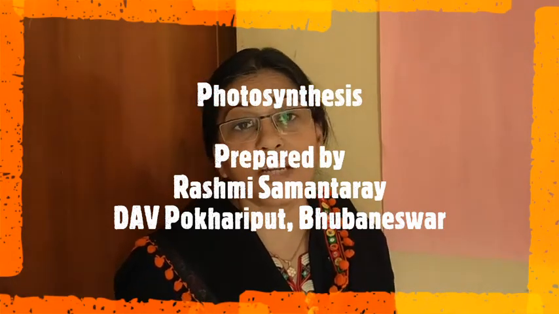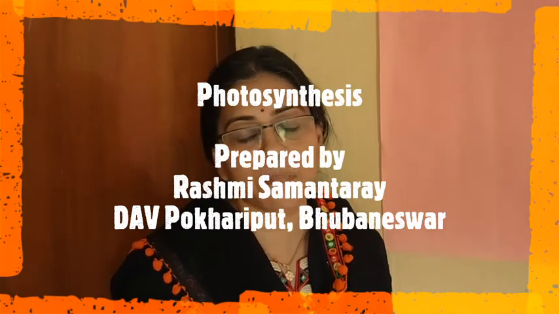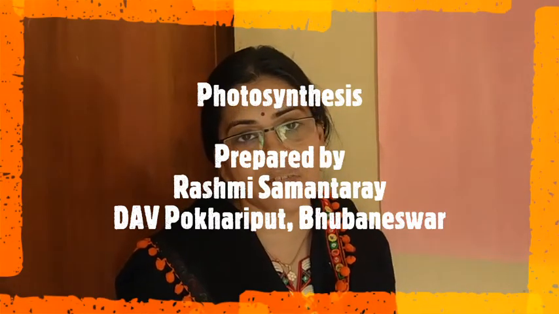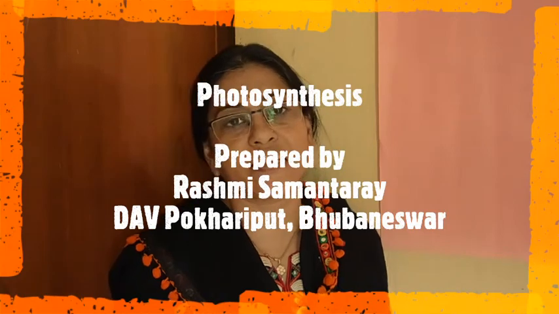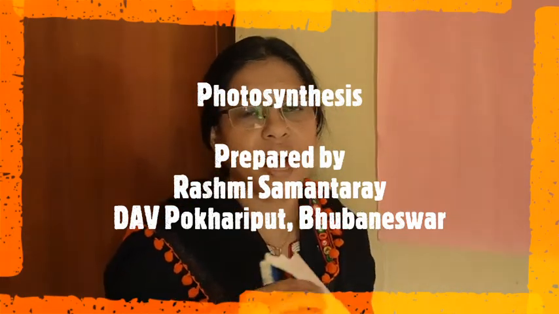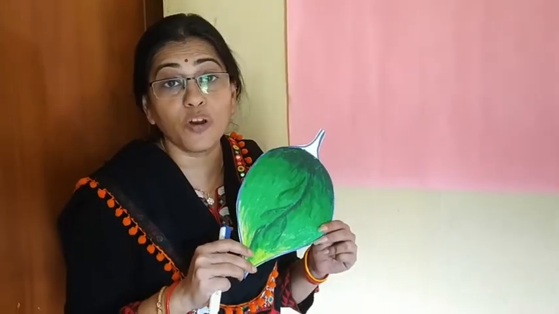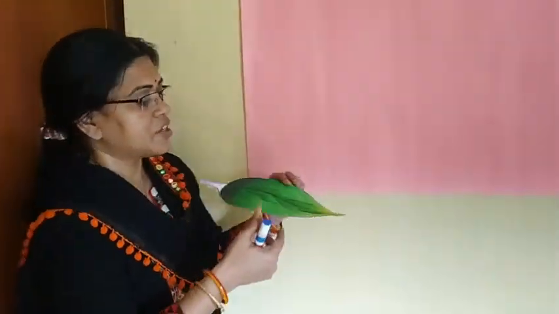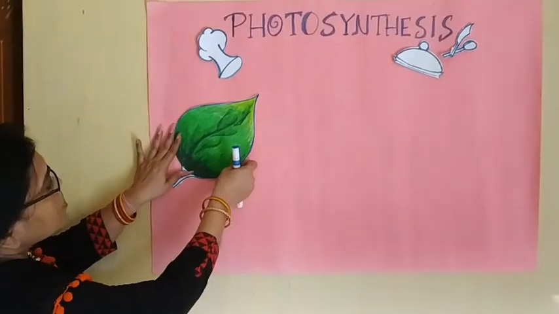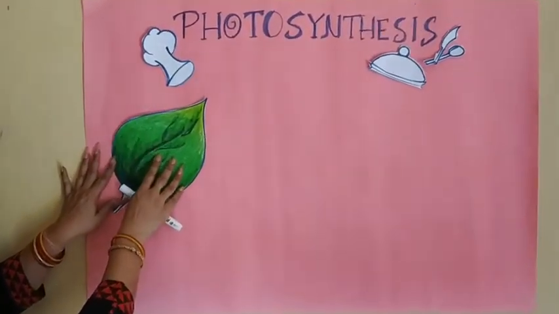Now, the part of the plant where food is prepared is the green leaves. So, the green leaves are the kitchen of the plant. This is the place where the food is prepared. So, the leaves are the kitchen or the food factories of the plant, but only the green leaves.